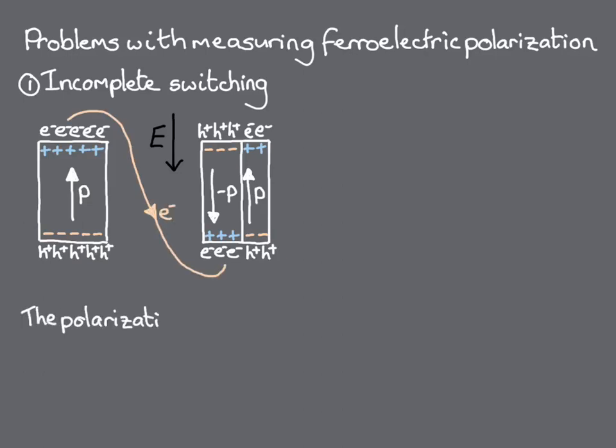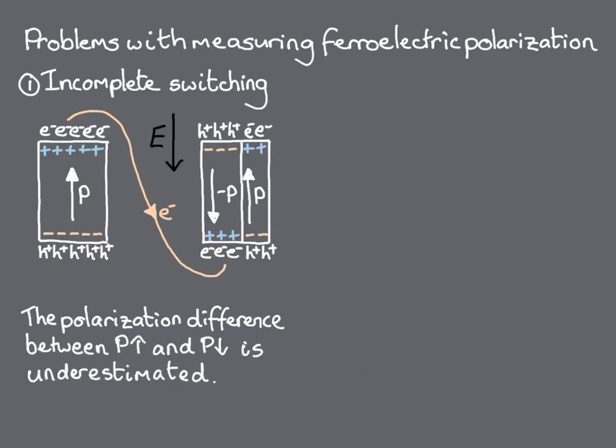Then the number of electrons that need to flow from the top surface to the bottom surface through the external circuit in order to compensate the new polarization is smaller than if the ferroelectric had switched completely. As a result, the polarization difference between the up and down polarized states is underestimated.